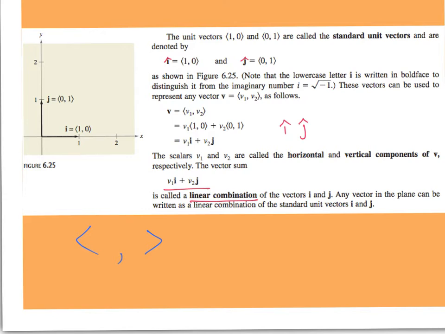If I had something like 2 i hat minus 3 j hat, what did that vector do? It moved right 2 and down 3. That's what that vector did. And that vector would actually just be in component form <2, -3>. Those two things mean the same thing. It's just different ways of writing it.